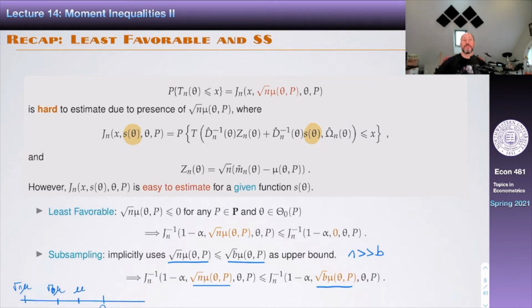And that's why these two methods work, because square root n mu in both cases is less than or equal than the function S, which in one case is 0, in the other case is square root b mu. And this is why these two methods are valid. We're going to talk about uniformity later, but they're actually uniformly valid because these bounds hold uniformly over all P. Okay, and so then this works. So are there questions about this?